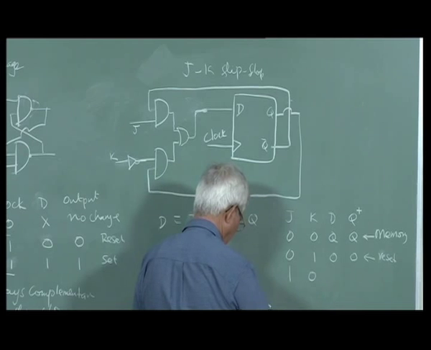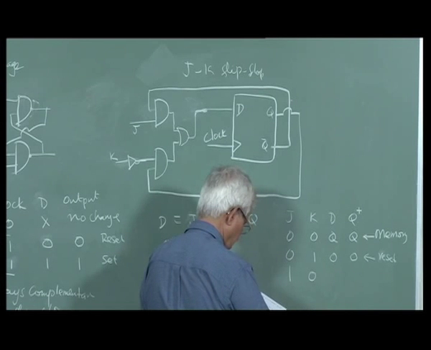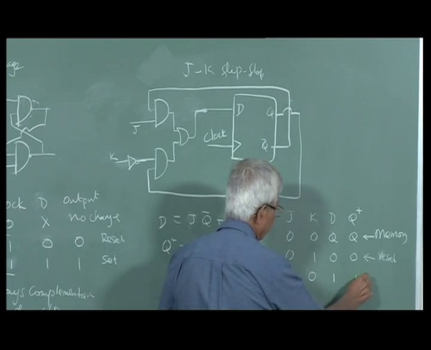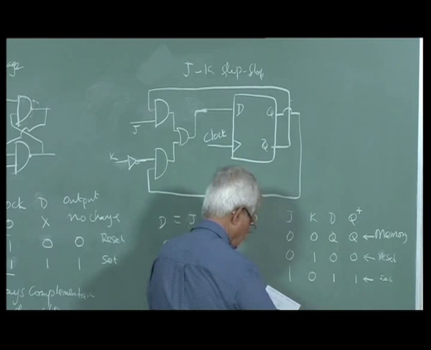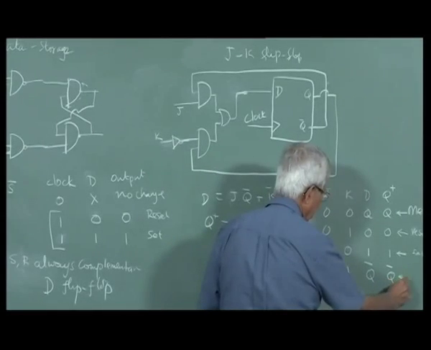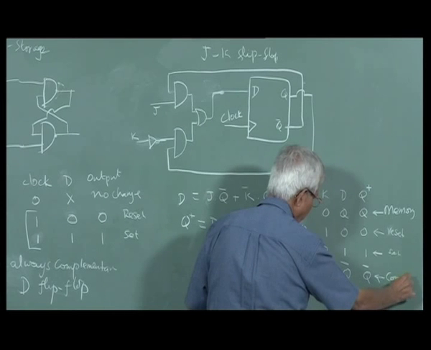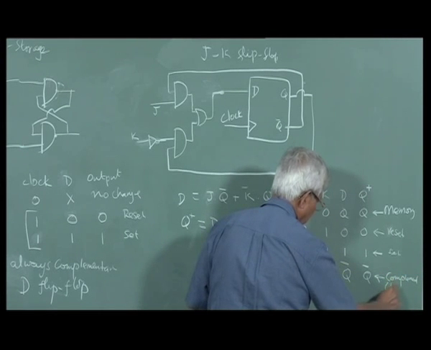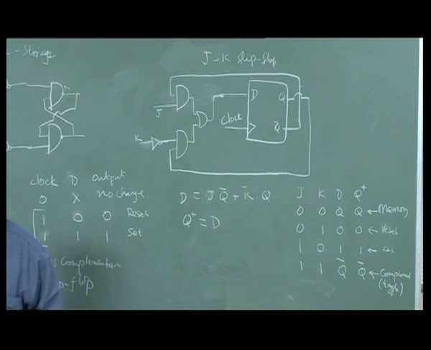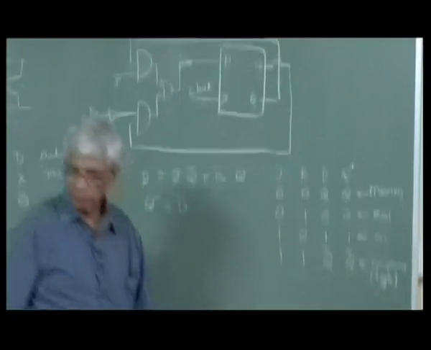When J is 1 and K is 0, D becomes 1, because of Q or Q bar. This is set state. When both are 1, this becomes Q bar, so Q plus is Q bar. It is complement, or toggle, they call it. If you keep J and K at 1-1, it keeps changing with every clock cycle. All this assuming your clock to be 1.